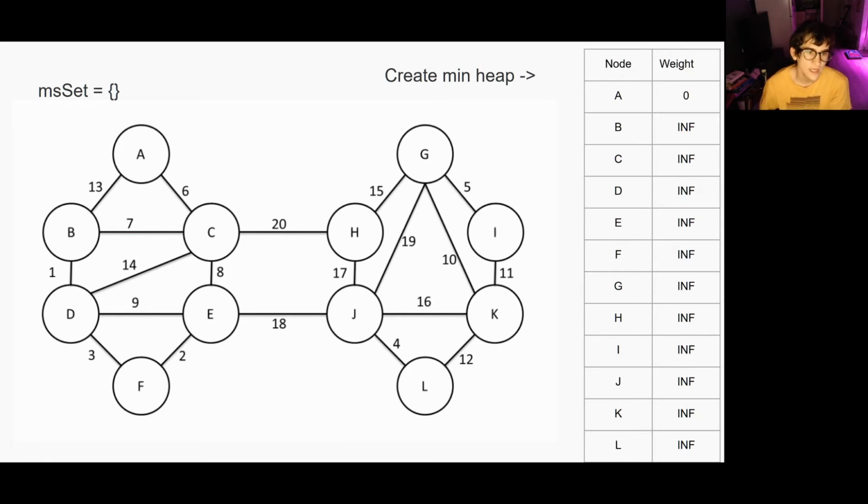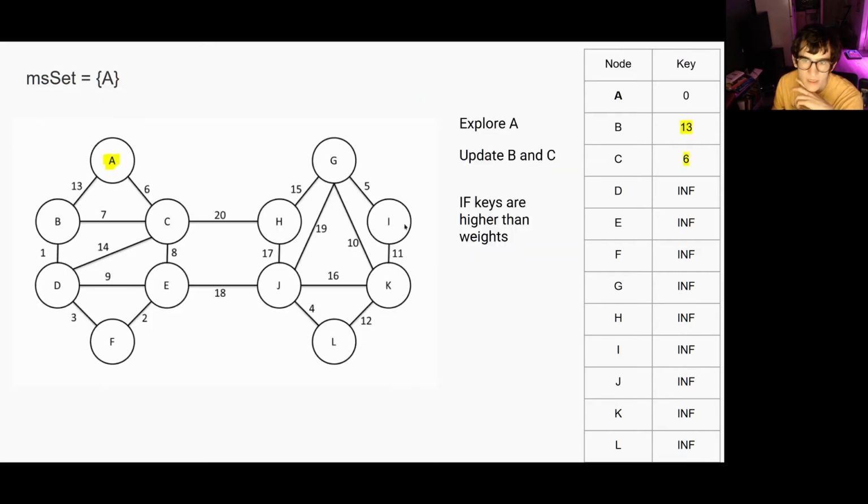We're going to go ahead and visit A and consider its neighbors. So we see B has a weight of 13 and C has a weight of 6. Both of those are less than infinity, so we can update both of those. We're going to set the key of B to 13 as well as the key of C to 6. Now the next node we're going to explore is C, because it has a weight of 6. Now we consider the neighbors.